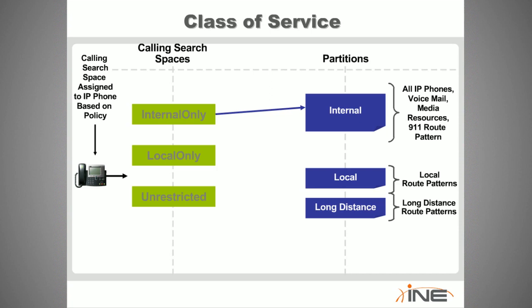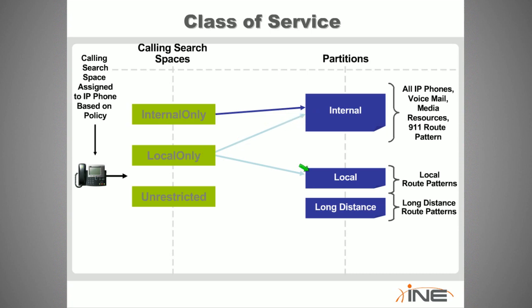Internal only points to internal, such as all IP phones. Now we could divide those up into further partitions. We could divide up by site or by type of group, sales, marketing, support, finance, things like that. But we're going to keep it simple for right now and keep all phones in one partition. And we'll keep all voicemail, all media resources like Meet Me DNs or Call Park or Call Pickup. 911 route patterns we'll actually keep as internal as well, just because everyone should be able to dial emergency.